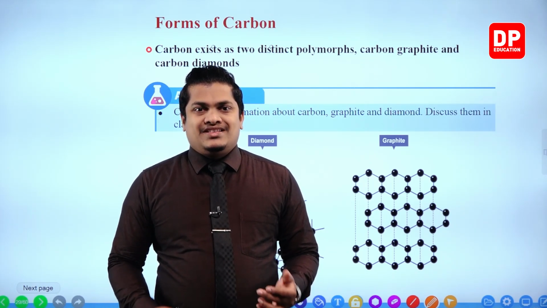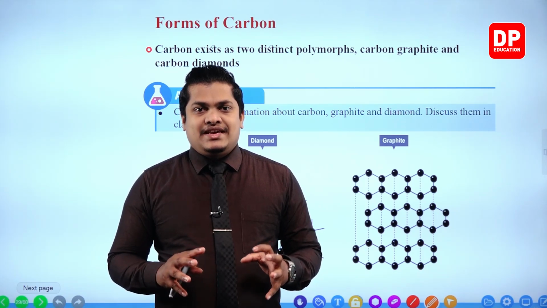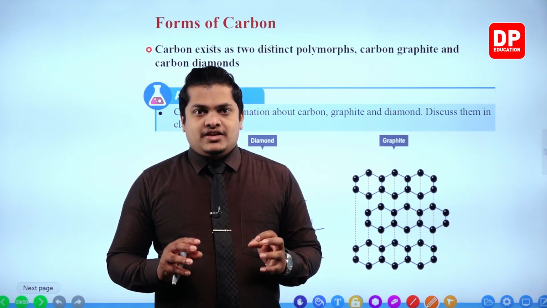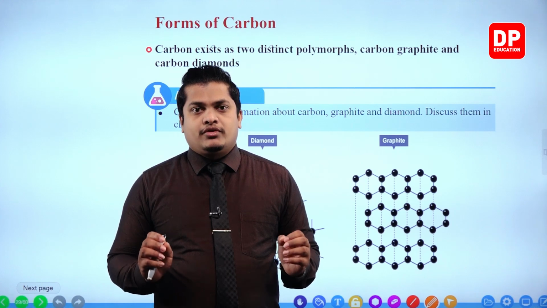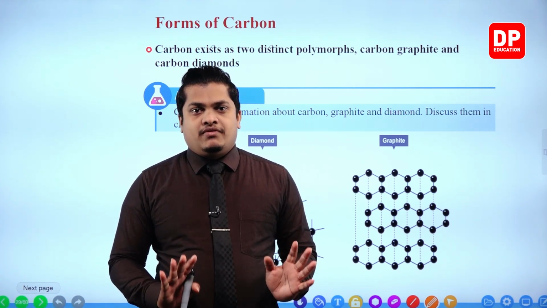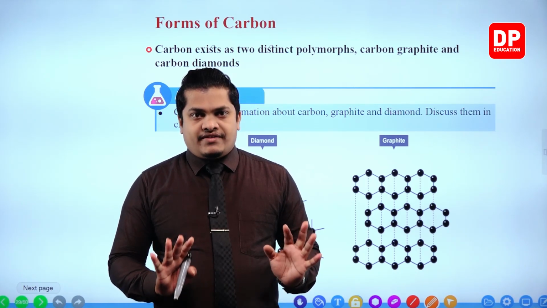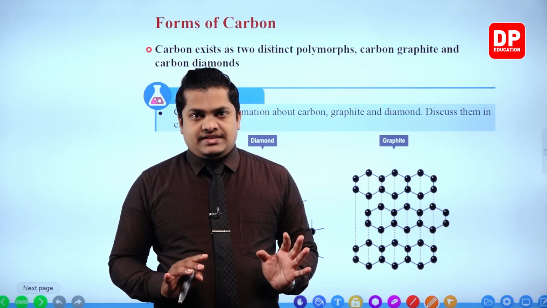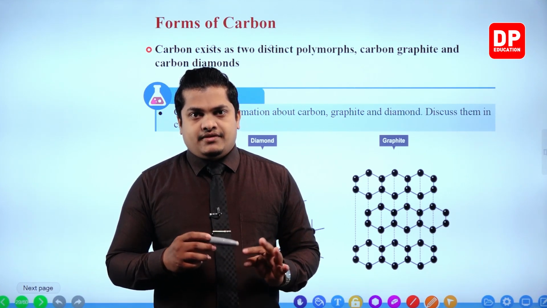Polymorphic means, remember, they are made up of the same element, but their structures are changed according to the number of atoms present in it. These are only available for a few elements. I have given you 3 examples: carbon, sulfur and phosphorus.